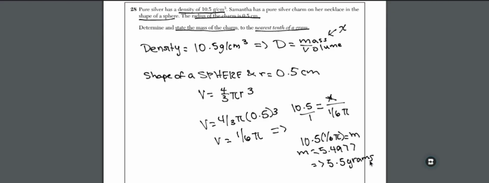Do not forget your unit. So the mass of the charm is equal to 5.5 grams. Okay?